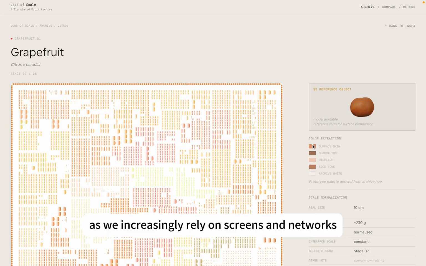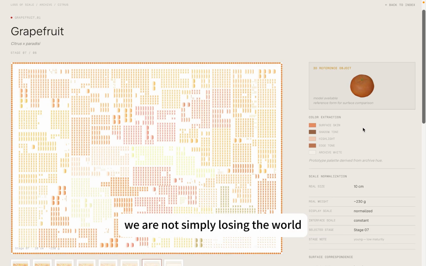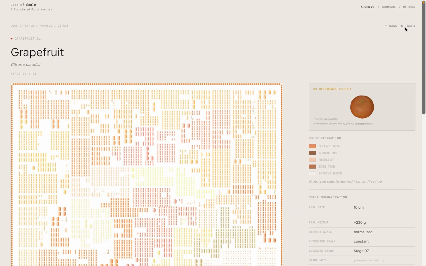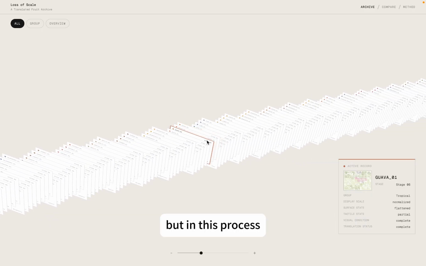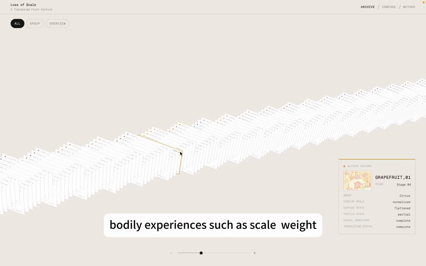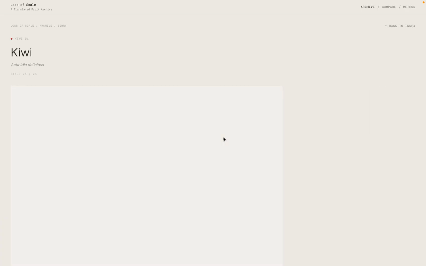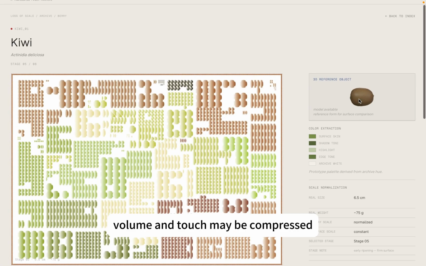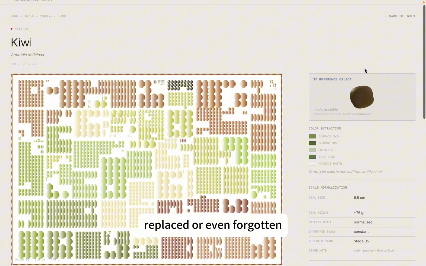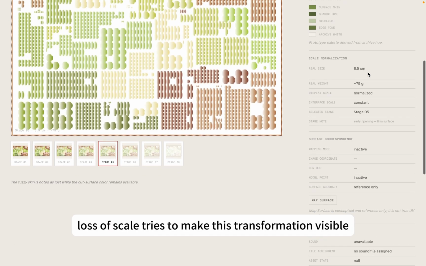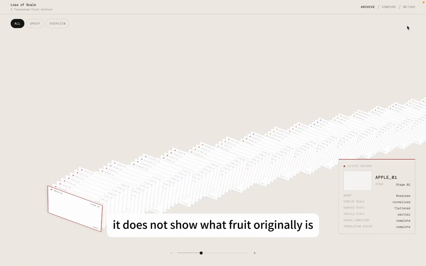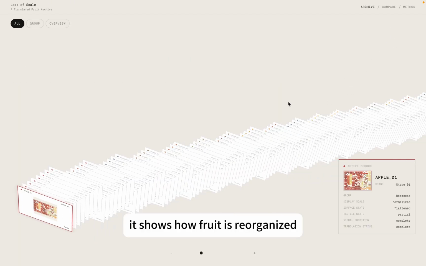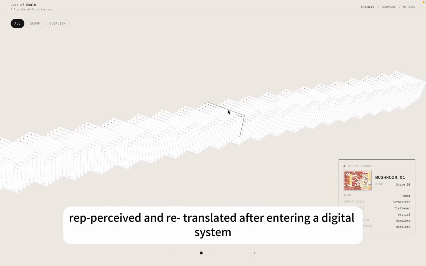As we increasingly rely on screens and networks, we are not simply losing the world. We are learning the world again through another system. But in this process, bodily experiences such as scale, weight, volume, and touch may be compressed, replaced, or even forgotten. Loss of Scale tries to make this transformation visible. It does not show what fruit originally is. It shows how fruit is reorganized, reperceived, and retranslated after entering a digital system.